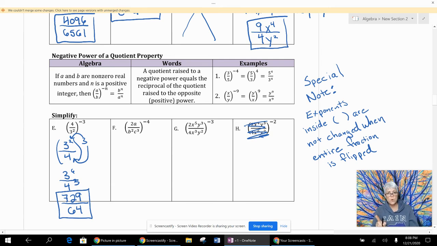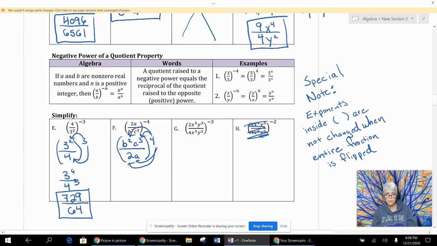Next one. Now you could distribute this negative to each term. But what's going to happen is they're all going to become negative and you'll end up flipping them all anyway. But just so you know, you could if you wanted to do that. I'm going to go ahead and flip the whole thing and then change this to a positive. But I have to distribute it. I have to distribute it here, here, here, and here.